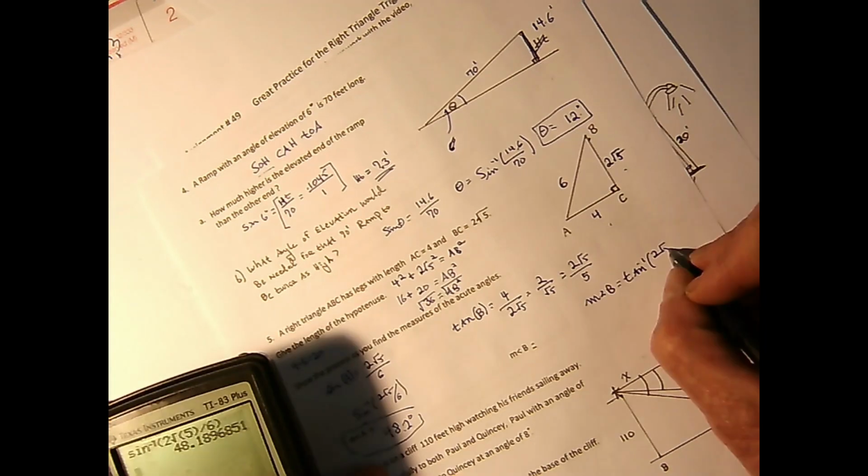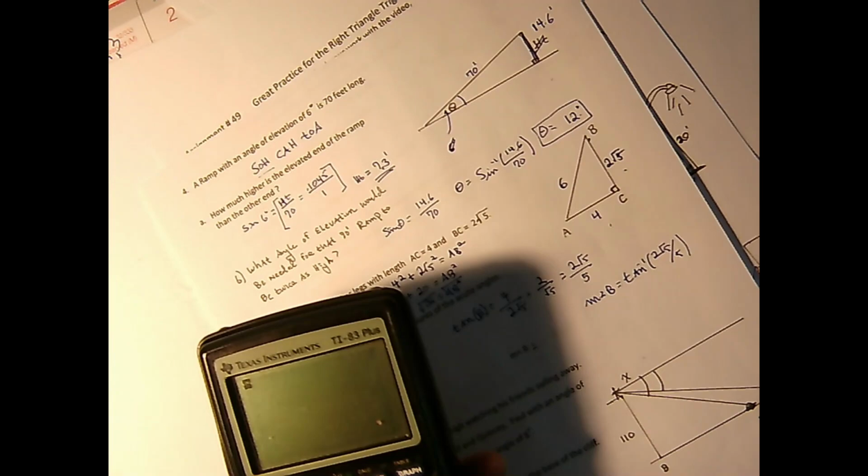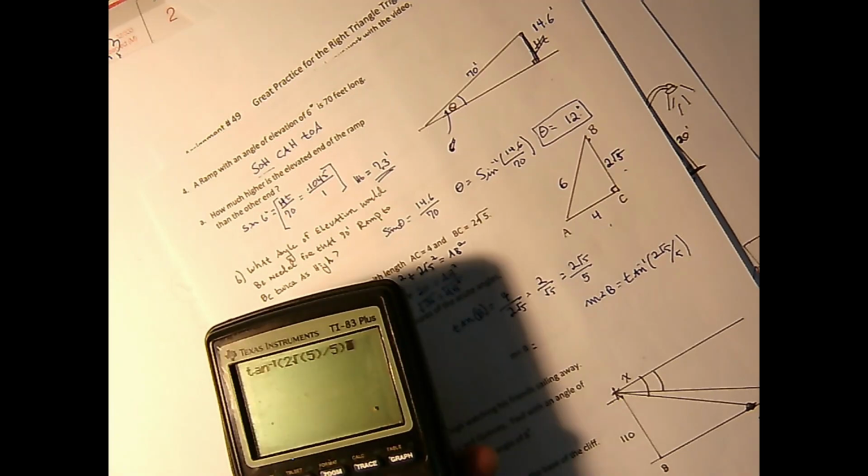If I would like to know the measure of angle B, it will equal the arc tangent, the angle whose tangent is 2 square roots of 5 over 5. Let's witness that. Arc tangent 2 square roots of 5 divided by 5. I think I got that properly written. And that tells me 41.8 degrees.